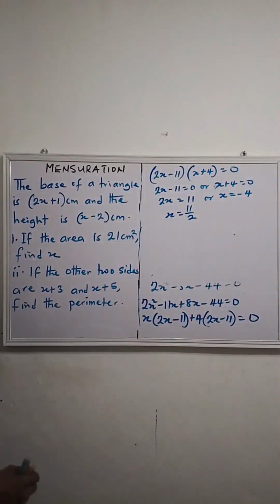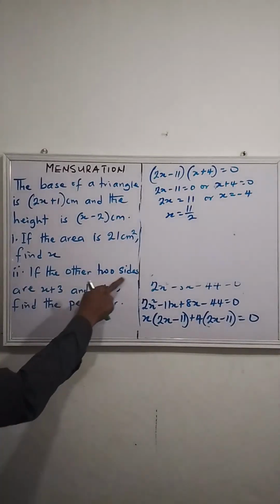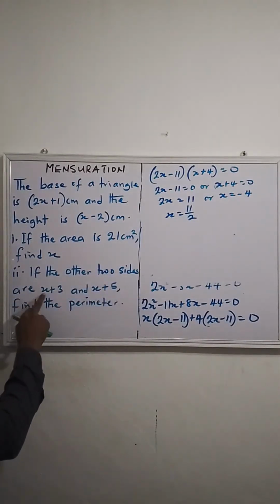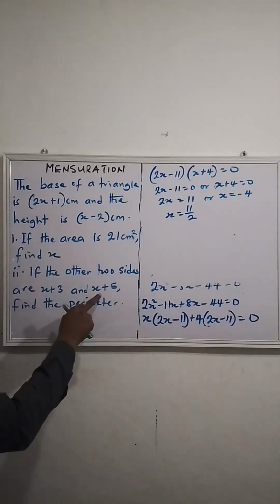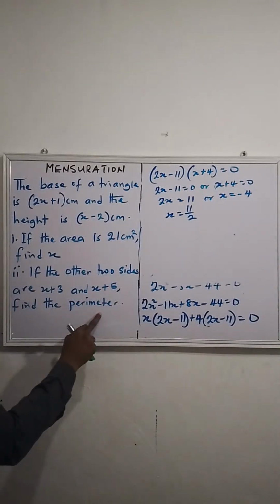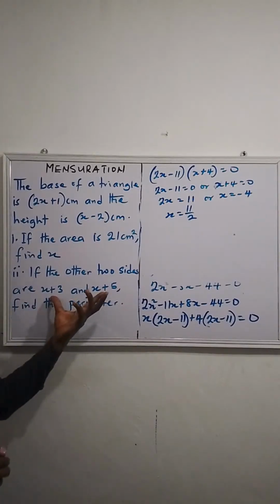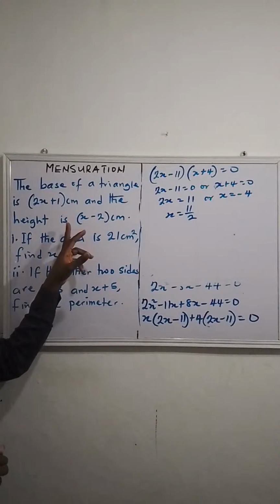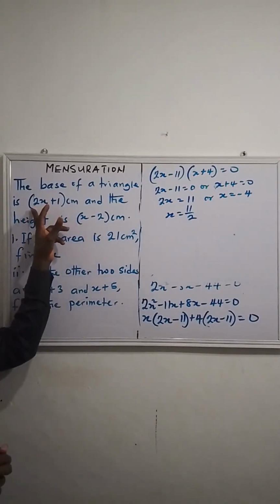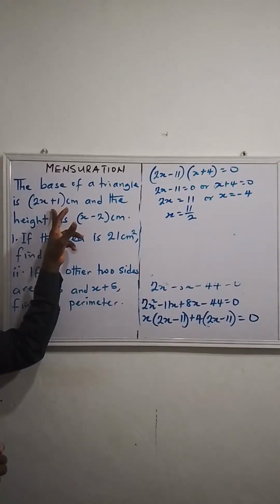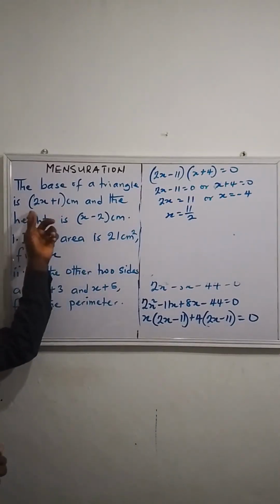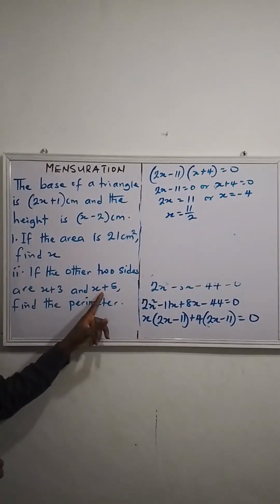All right, so now let's move down to the third part. Now the question says, if the other two sides are x plus 3 and x plus 5, find the perimeter. The sides of the triangle have been given. Two sides are this, and another side. No, this is the base. Do you understand now? This one is the height. So we have side 1, side 2, side 3.